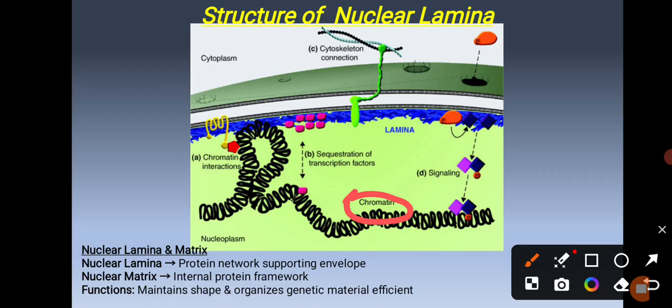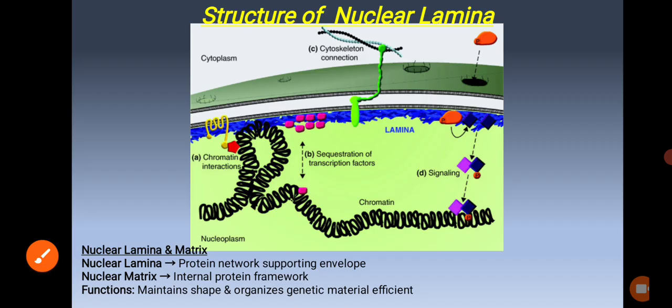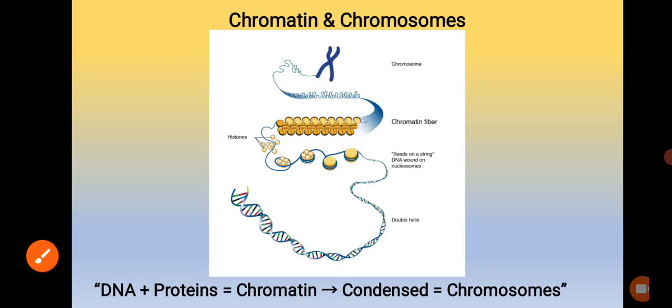Okay, it forms the structure, the chromatin. So again, when a cell prepares to divide, this chromatin coils very tightly and forms the chromosomes, right? So each species, after that, it forms. So this is a simple structure of chromatin and the chromosome.